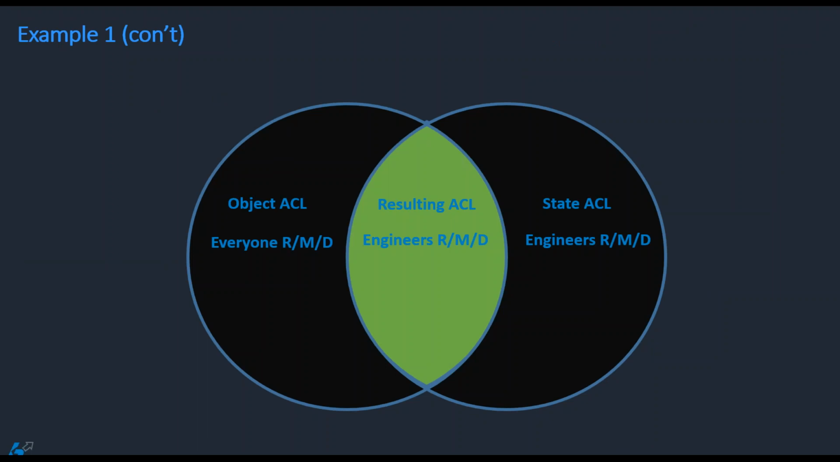So here's a Venn diagram of the previous slide. You'll notice the everyone group at the object ACL and the engineers group at the state ACL have read, modify, delete permissions, but the resulting ACL, again, is engineers only with read, modify, delete permissions. And the important thing to note here is if you reverse the groups so that the engineers group was at the object ACL and the everyone group was at the state ACL, the resulting ACL would still be the same.